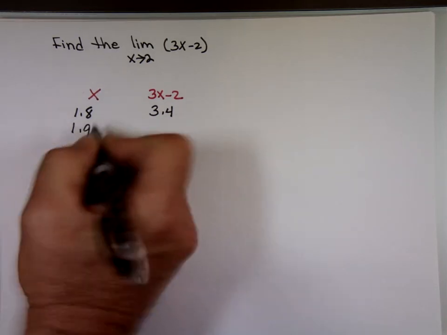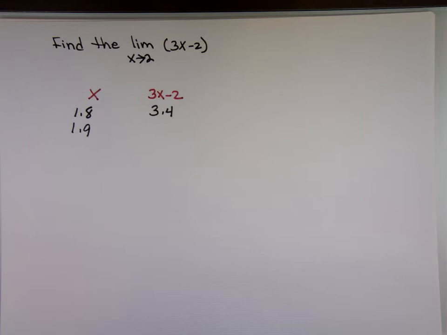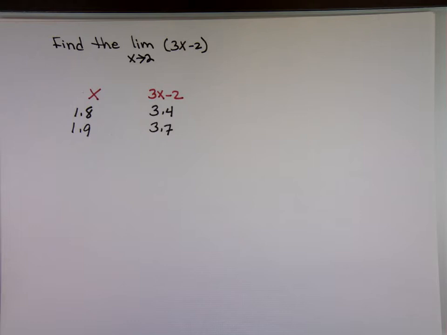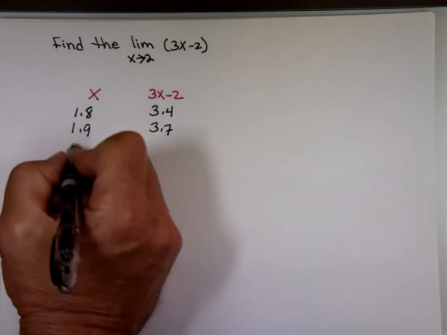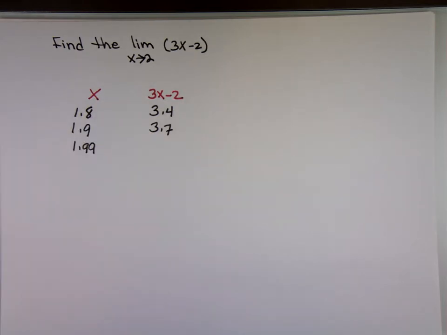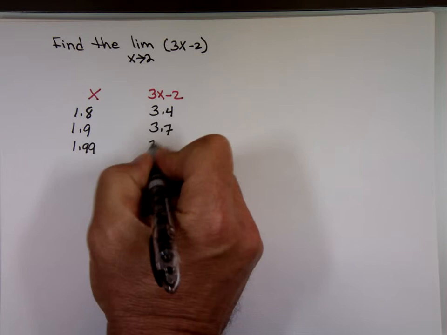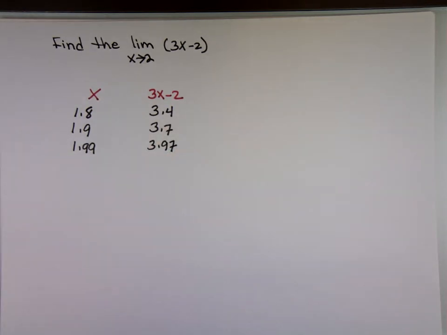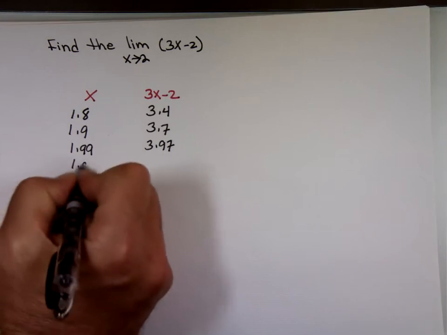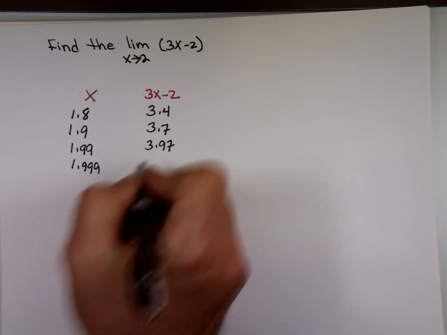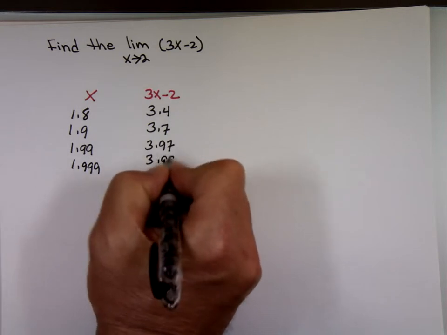Let's try 1.9. That's closer to 2 than 1.8. That's 3.7. You can use your calculator to plug it in. Let's try the 1.99. Getting closer now. That's 3.97. Let's try the 1.999. 3.997.